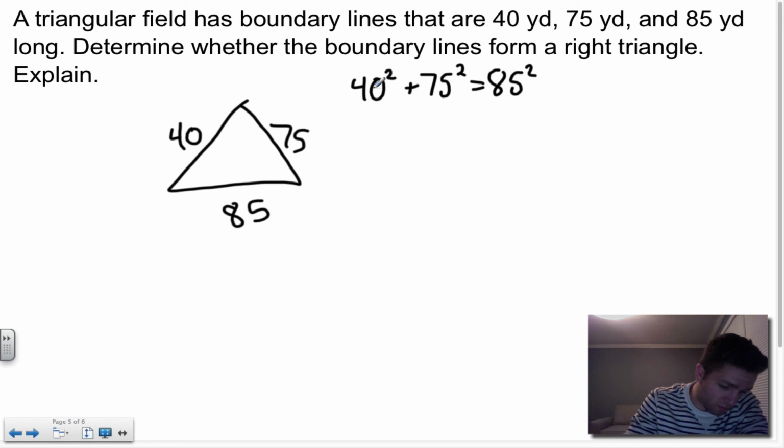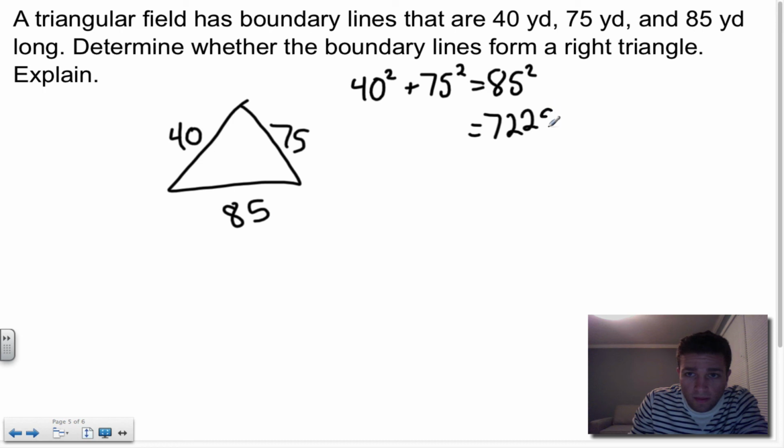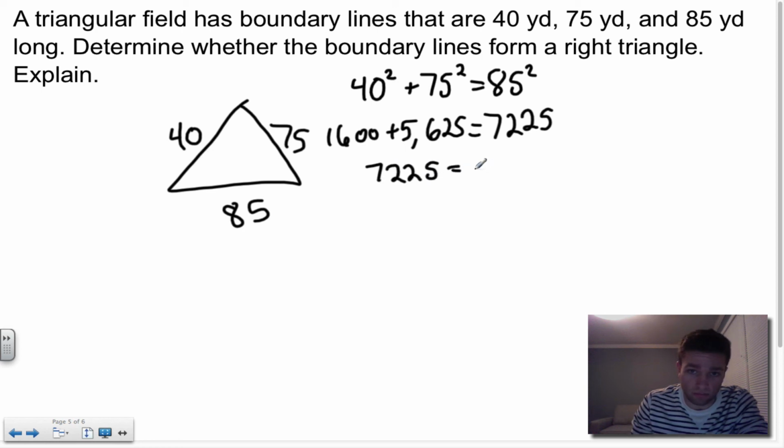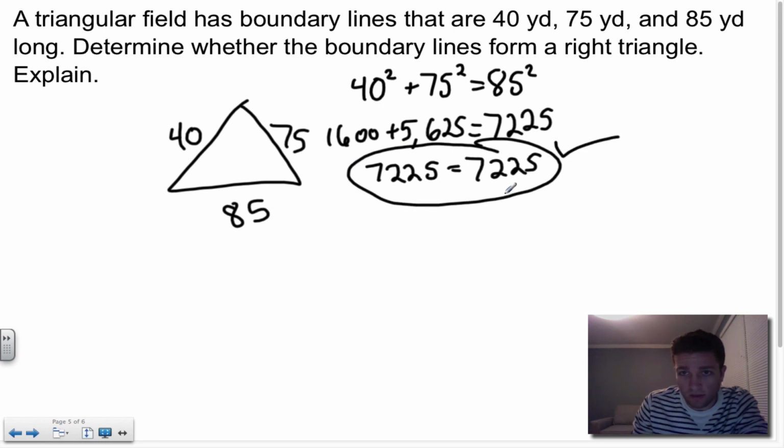I need to just do quick calculations. 85 squared is 7,225. Okay, 75 squared is 5,625, and 40 squared is 1,600. So if I add these two things together, I get 7,225, which is equal to itself. And because these two things are true, then yes is the answer to the question.